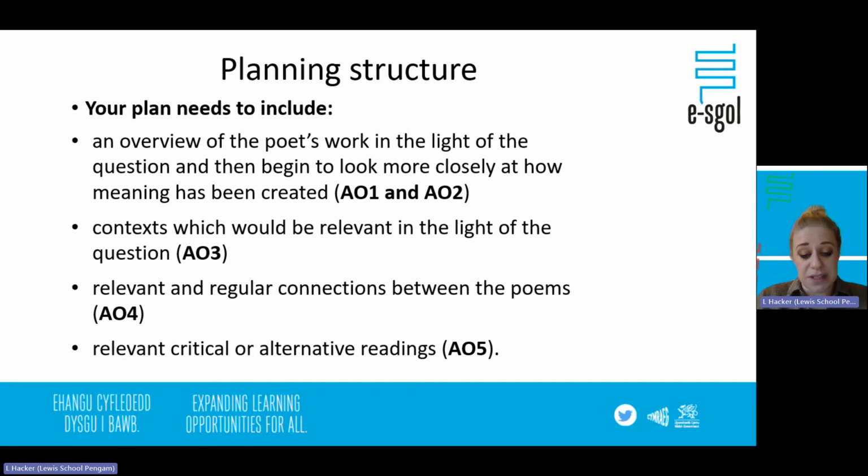So you've got your 4 poems selected. You need an overview of each of those 4 poems, and then you need to select 5-ish, maybe a little bit more, sections of the poem that are pertinent to the theme outlined in the question that you're going to explore in further detail. Your plan also needs contexts, which would be relevant in the light of the question. It needs relevant and regular connections between the poems, and it needs relevant critical or alternative readings. So you need to be addressing all of those assessment objectives in your plan before you begin writing your response.